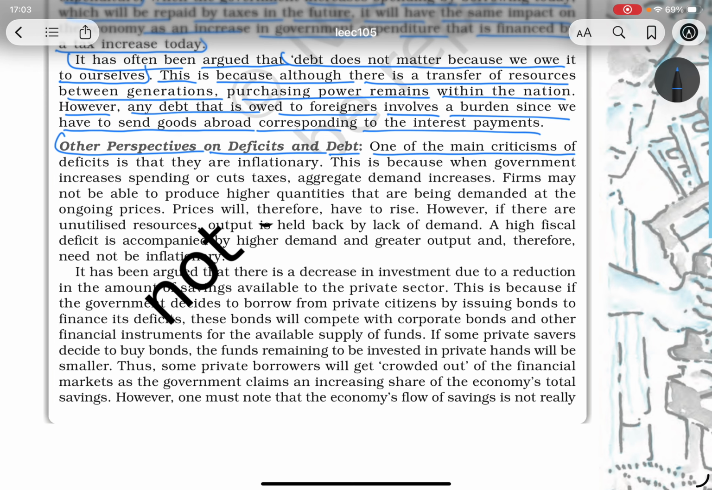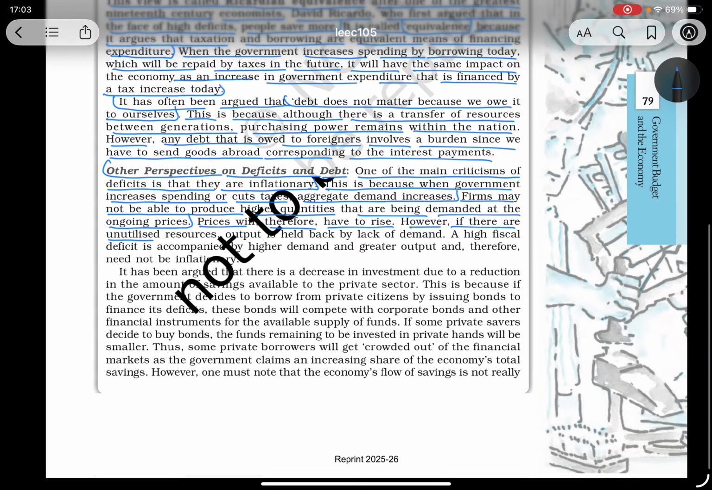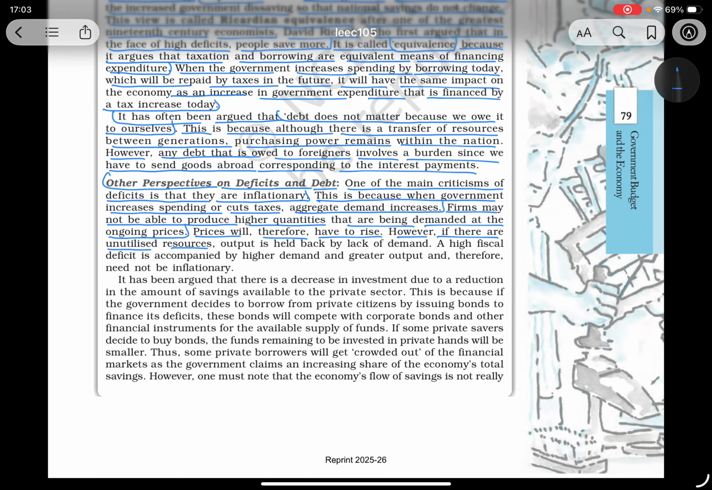One of the main criticisms of deficits is that they are inflationary. This is because when government increases spending or cuts taxes, aggregate demand increases. Firms may not be able to produce the higher quantities that are being demanded at the ongoing prices. Prices will therefore have to rise. However, if there are unutilized resources, output is held back by lack of demand. A high fiscal deficit is accompanied by higher demand and greater output, and therefore need not be inflationary.